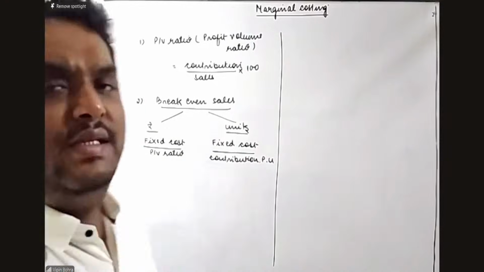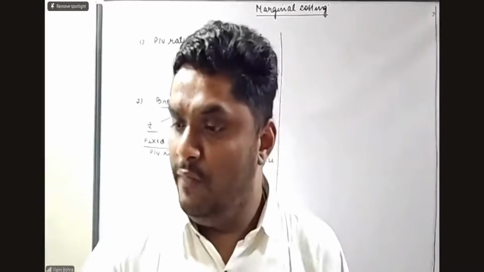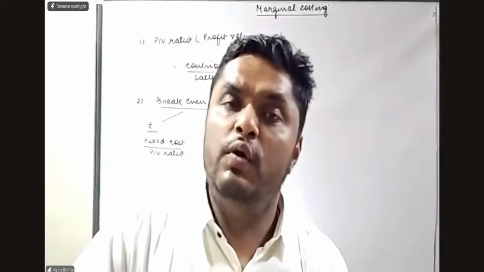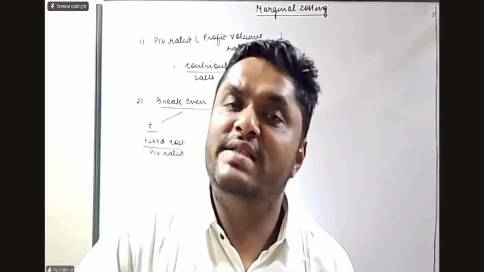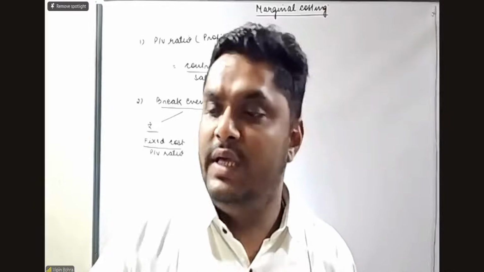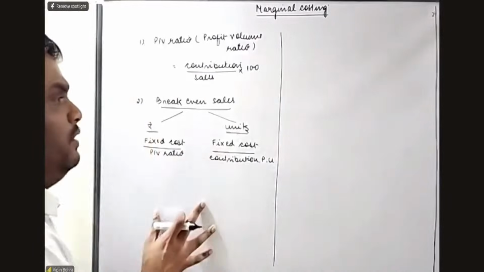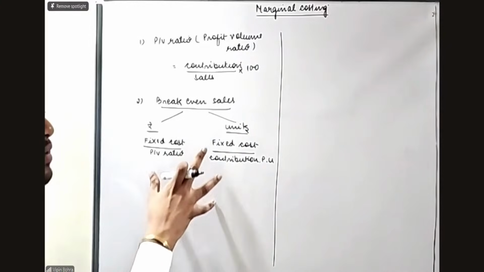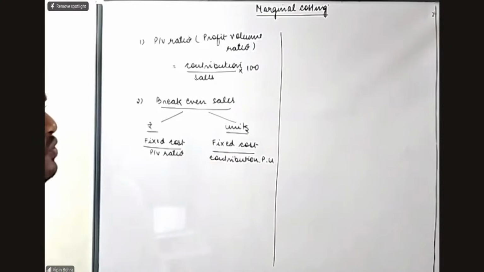So break-even sales is that level of sales where there is no profit, no loss. Or we can say sales is equal to total cost. It can be calculated either in rupees or in units. If you want to calculate it in rupees, it is fixed cost divided by PV ratio. And if you want to calculate it in units, it is fixed cost divided by contribution per unit.